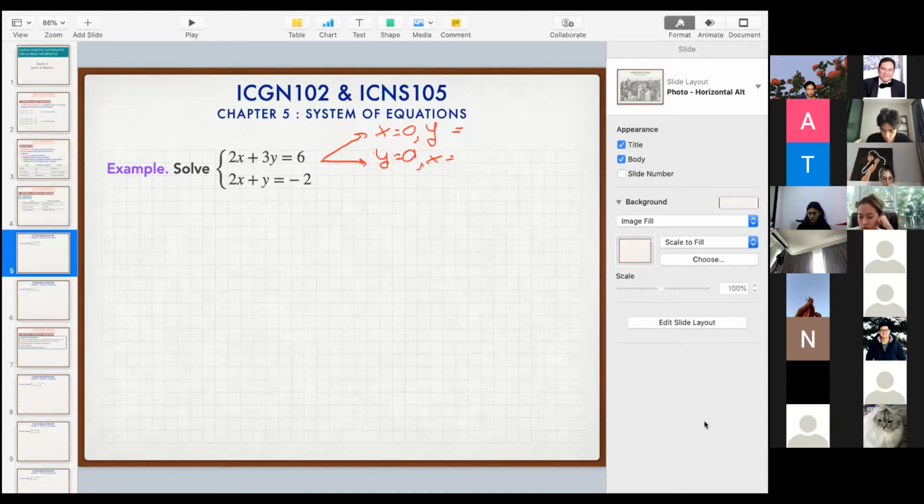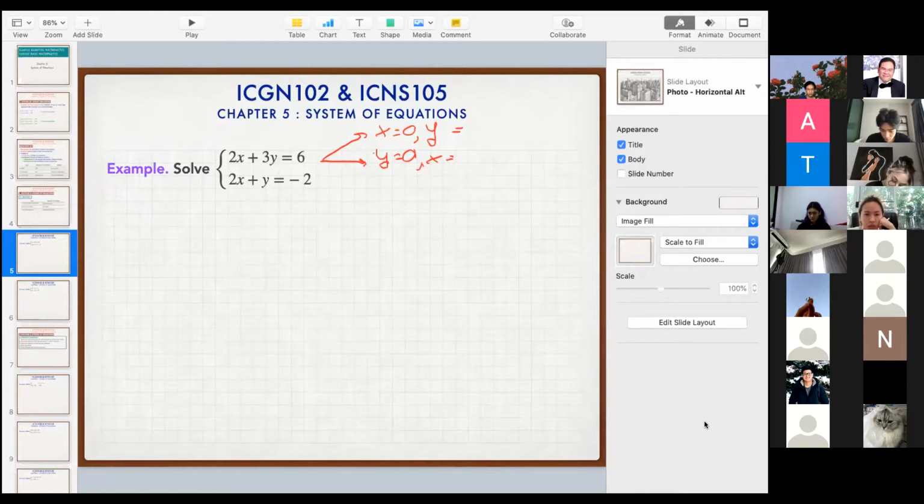First equation: when x equals 0, y equals 2. That's right. And when y equals 0, x equals 3. Okay, now move on to the next equation.